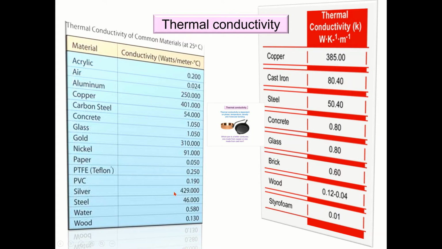These are examples of thermal conductivity for different materials. For copper it is 385 watt per Kelvin per meter. For cast iron, 80.40 watt per meter per Kelvin. So compare these two values. Copper has higher thermal conductivity. This means that copper has better ability to transfer heat compared to cast iron. Instead of using the unit watt per meter per Kelvin, watt per meter per degree Celsius can also be used.